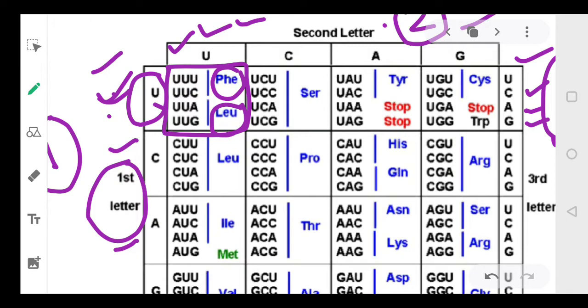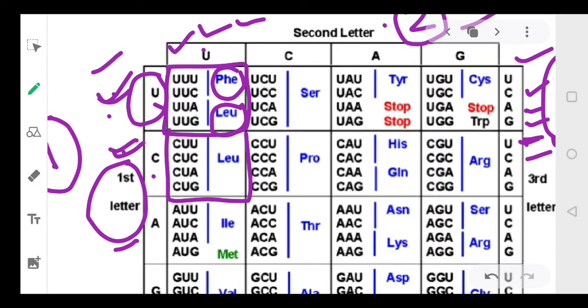Clear? Let's take the second one. Let's talk about the second block. We'll take the first letter from this side, second from this, and third from this side. So C, U, U. Okay, this one. C first from here, and this. So C, U, U. Then C, U, C.